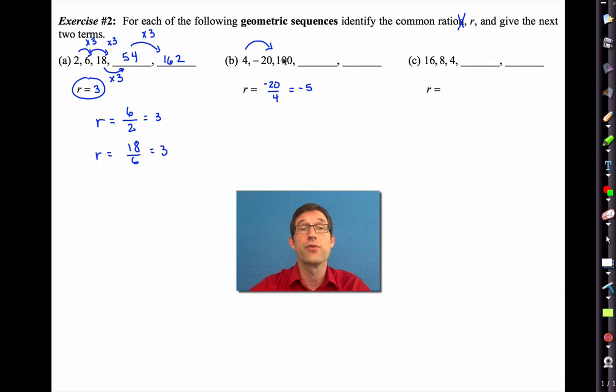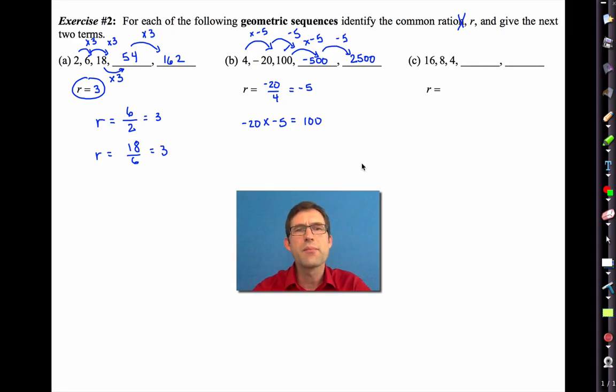Now you can check it a couple different ways. Well, if I multiply negative 20 by negative 5, will I get positive 100? And I do, right? If I do negative 20 times negative 5, I get a positive 100. So then if I multiply 100 by negative 5, I'll get negative 500. And if I multiply negative 500 by negative 5, I'll get positive 2,500.